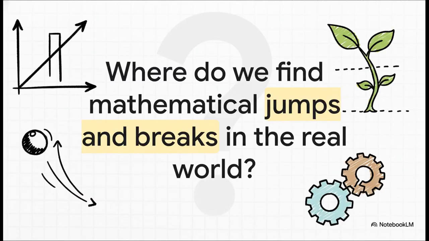So I'll leave you with this final thought to chew on. We tend to think of our world, things like time and motion and growth, as being perfectly continuous, perfectly smooth. But where do these mathematical jumps and breaks actually show up in the real world? I mean, think about the very instant you flip a light switch from off to on, or the sudden jarring jump in a stock price. What other real-world discontinuities can you think of?